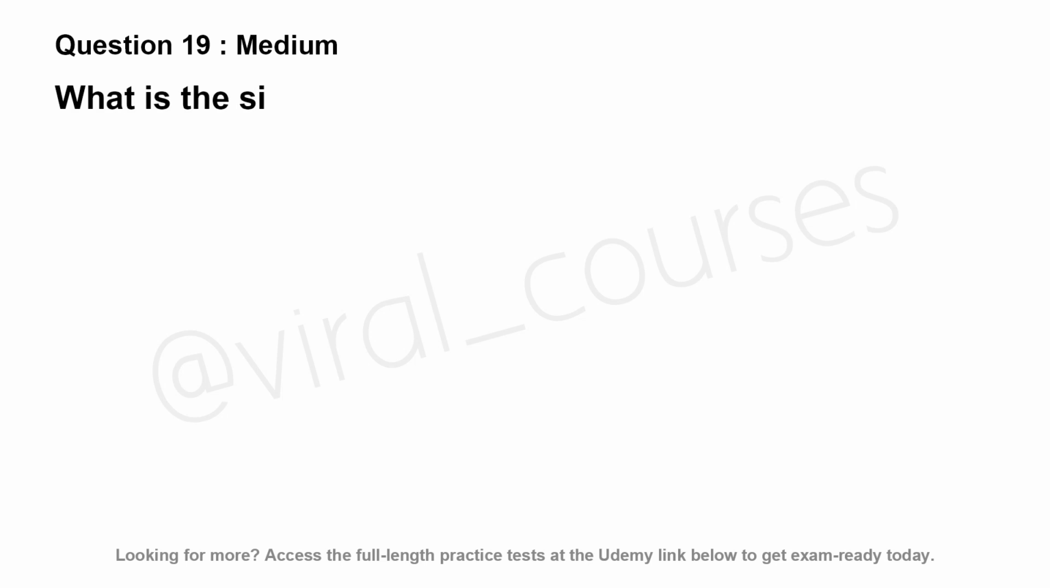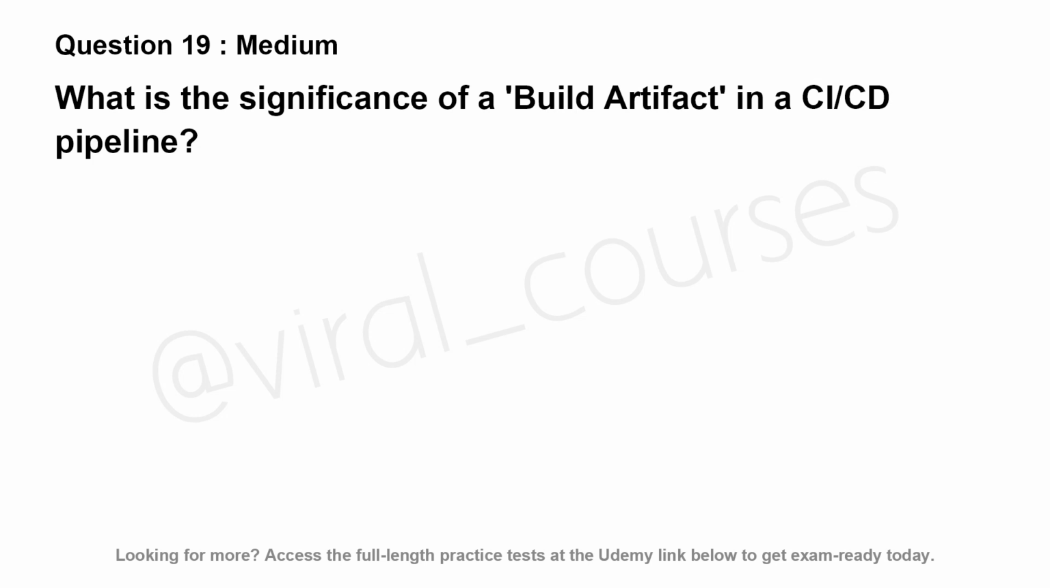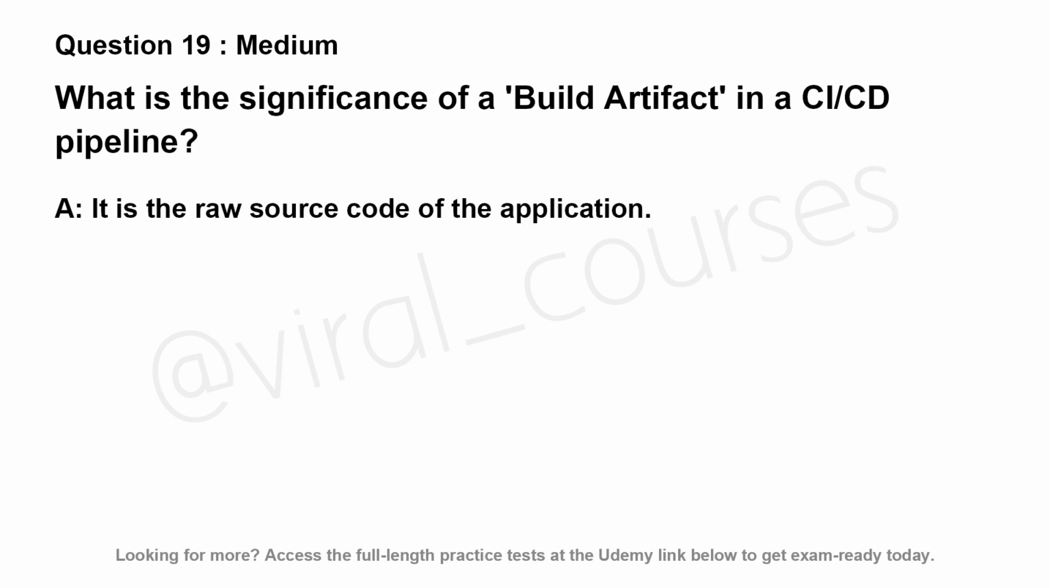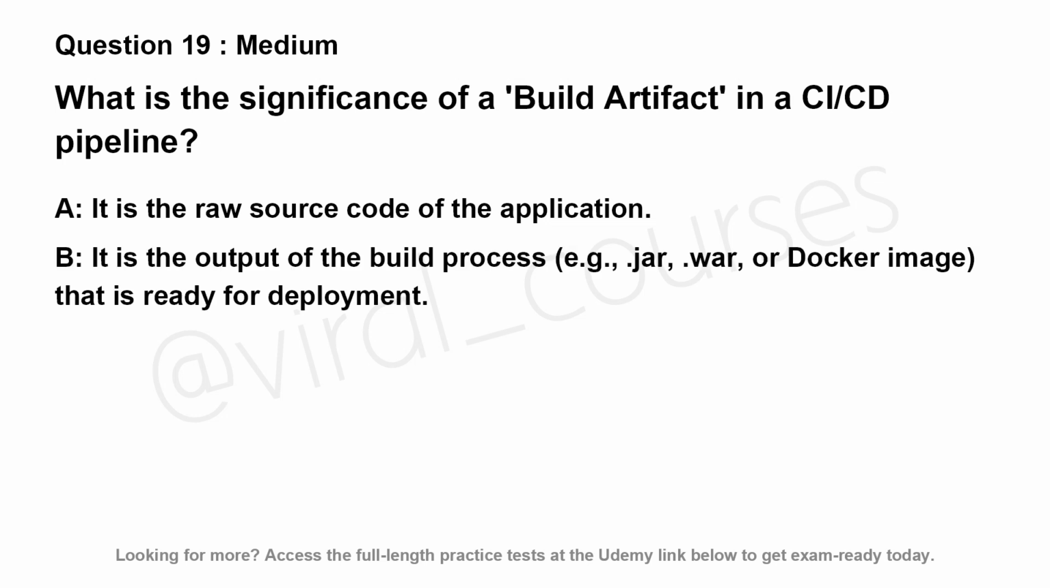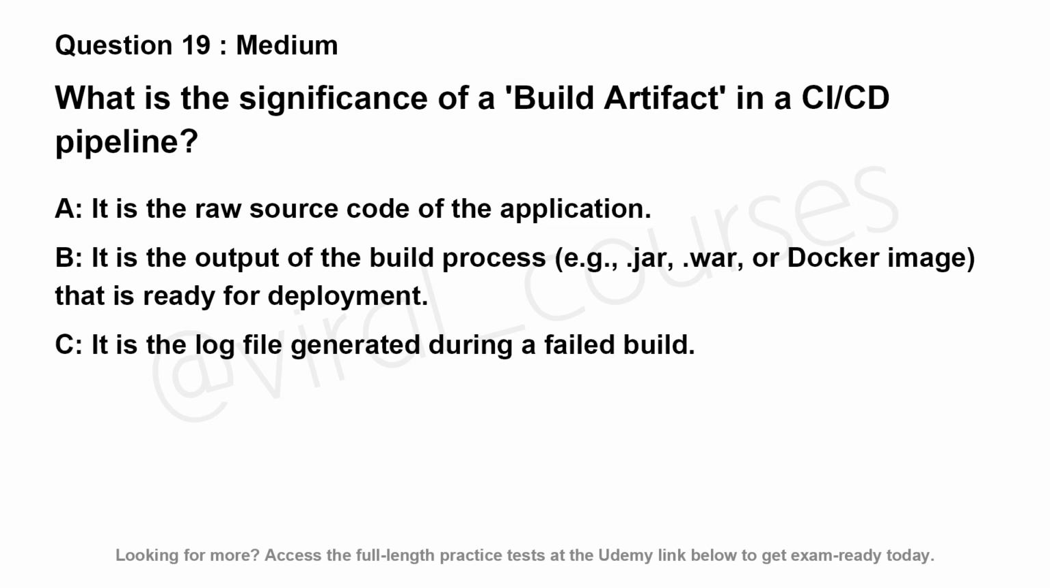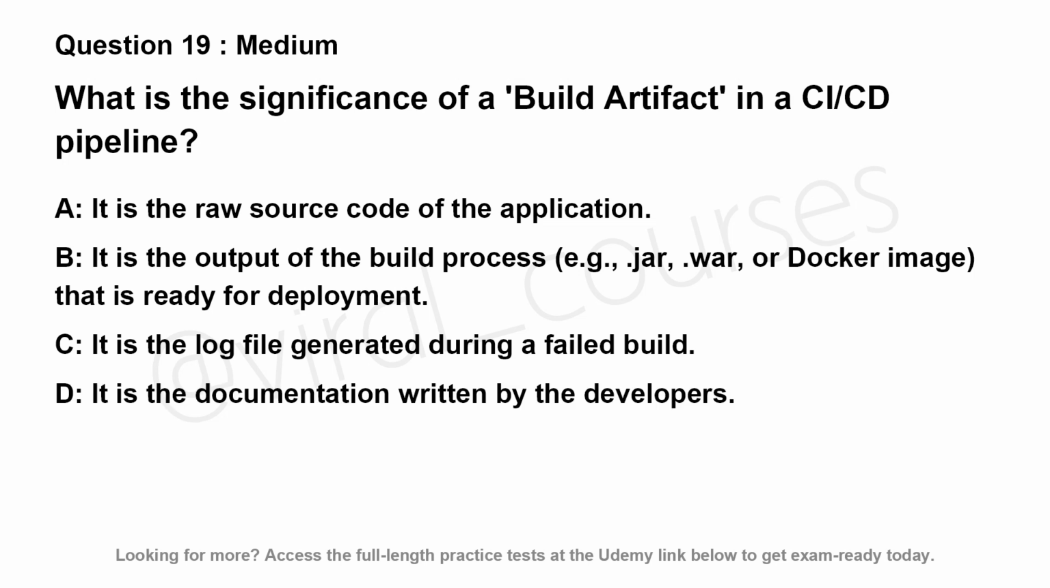What is the significance of a build artifact in a CI/CD pipeline? Option A. It is the raw source code of the application. Option B. It is the output of the build process, e.g., .jar, .war, or Docker image, that is ready for deployment. Option C. It is the log file generated during a failed build. Option D. It is the documentation written by the developers.